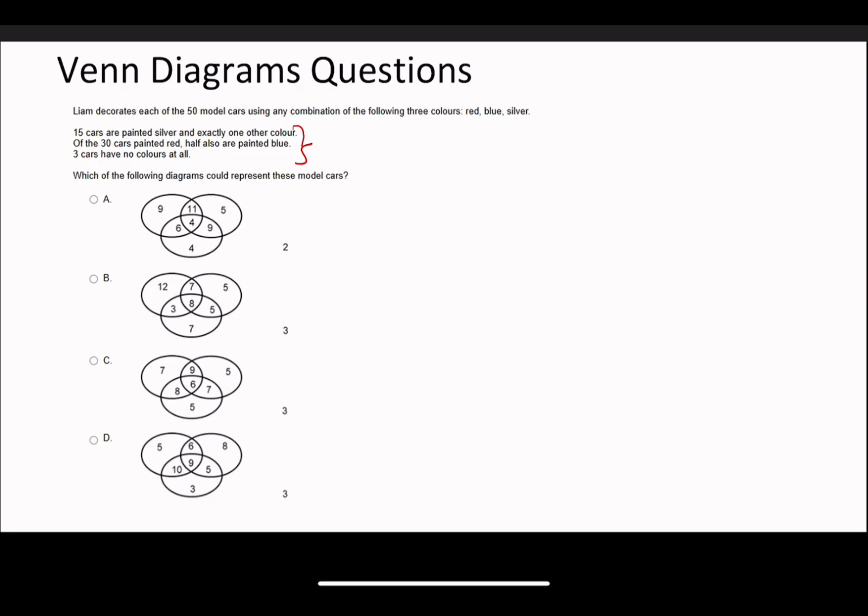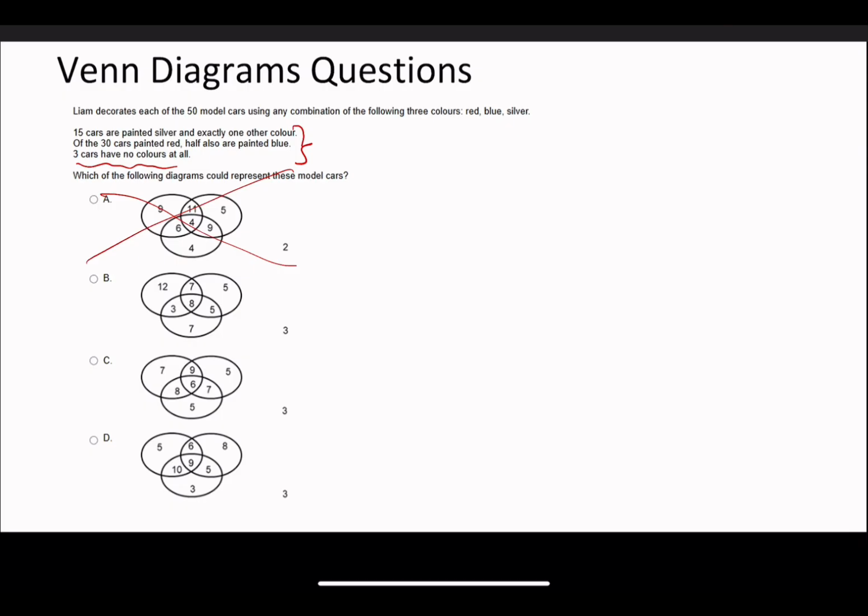So the first thing I'd say is, don't take the information chronologically. Take it as what makes your life easiest. So you can see, of these statements, the easiest one to rule out is going to be 3 cars have no colour at all. So you can see I'm looking for 3 outside of these Venns. So you can see A is immediately going to be wrong because it has 2 outside. All the others work. Okay, and then we have 2 other statements.